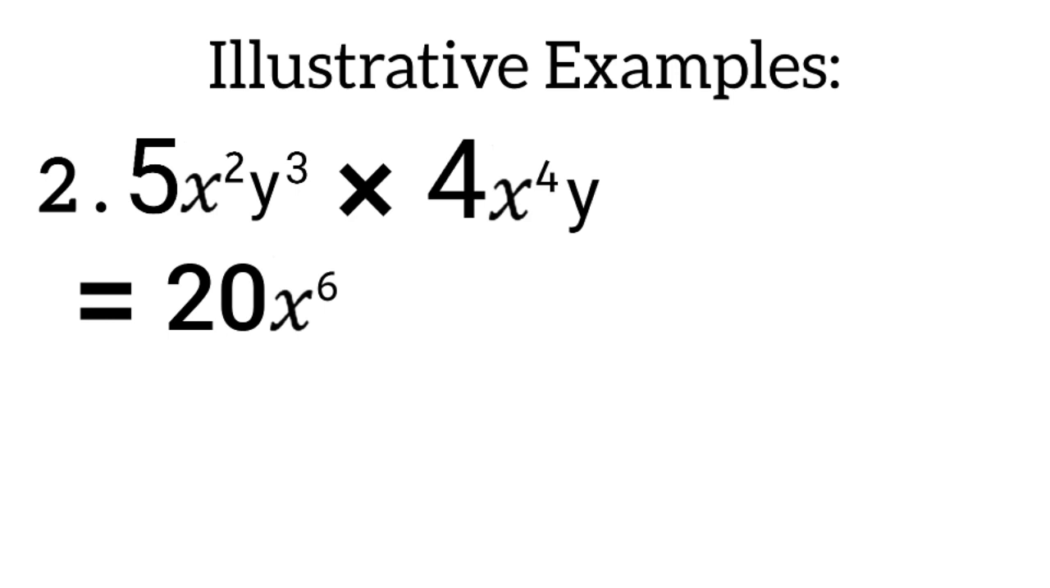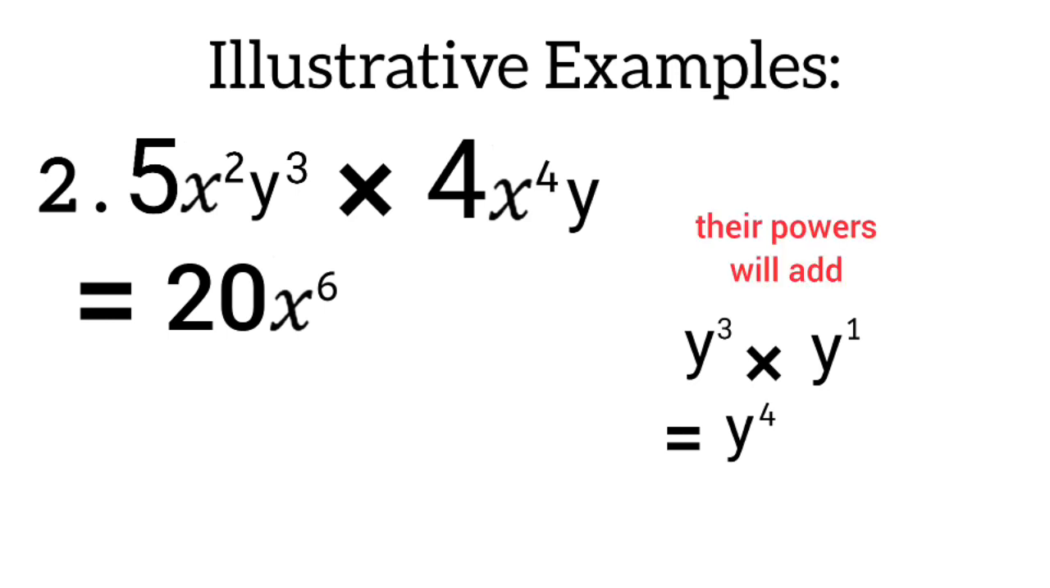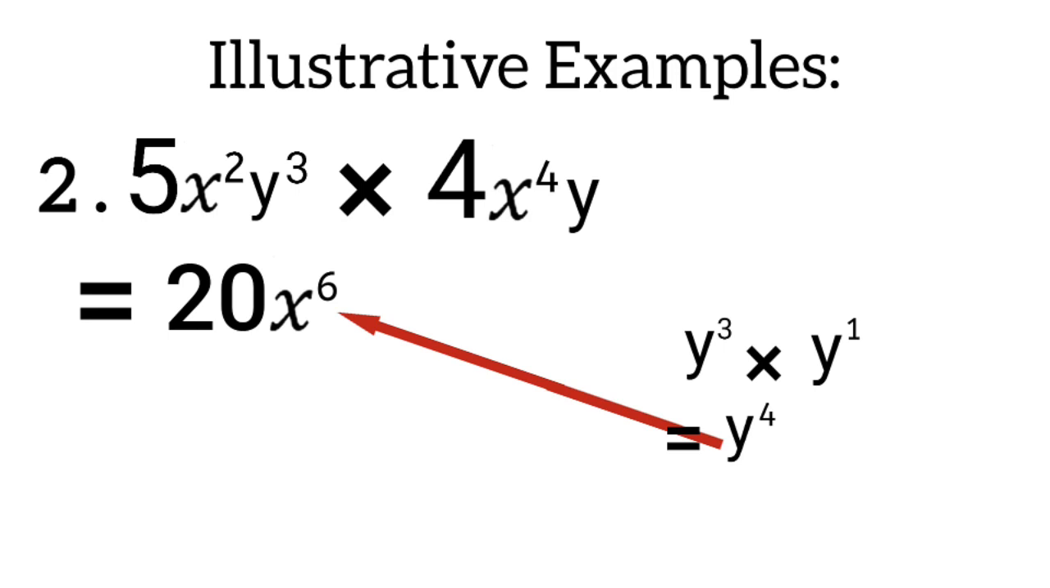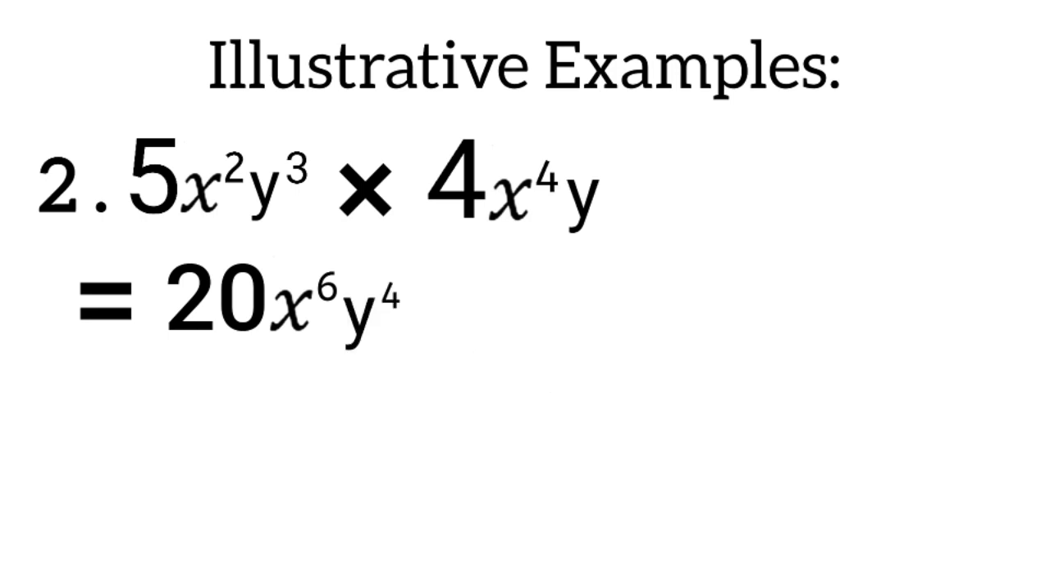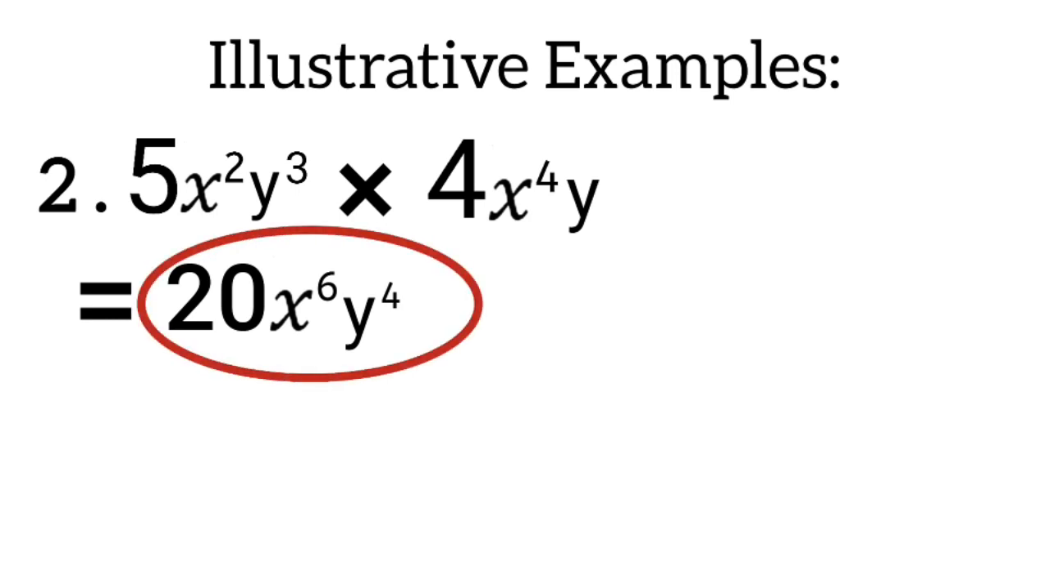The final variables here are y raised to the power 3 and y. So multiply them. This will give you y raised to the power 4, since their powers will add. Attach that to 20x power 6. Then finally, the answer will now give you 20x power 6, y power 4.